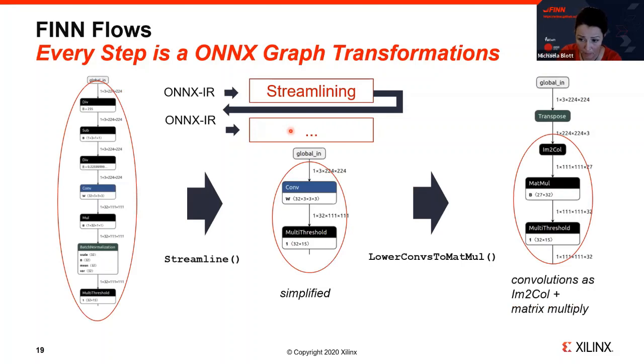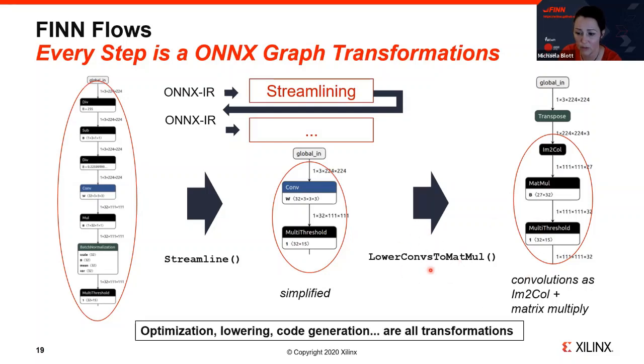So for example, on the left-hand side, we replace this pattern of nodes in the red circle in the graph on the left-hand side with the red circle in the middle. This particular transformation is actually called streamlining and is very important in the Finn context. Optimizations such as streamlining, as well as lowering convolutions to matrix multiplications, which is the example shown on the right-hand side, are all examples of these graph transformations.